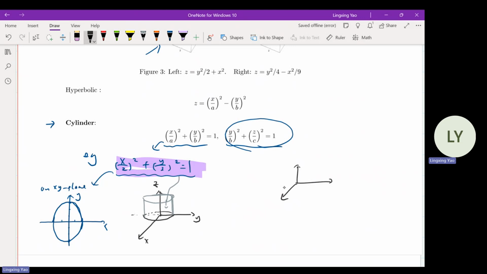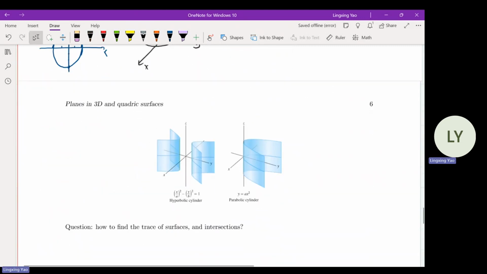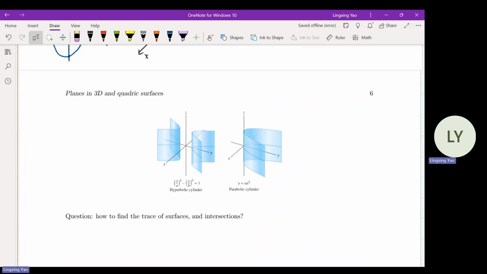So where is X? This is X, this is Y, this is Z. And for example, we would have a cylinder like this. Okay, so those are interesting things to look at, and there are different ways to generate the cylinders.